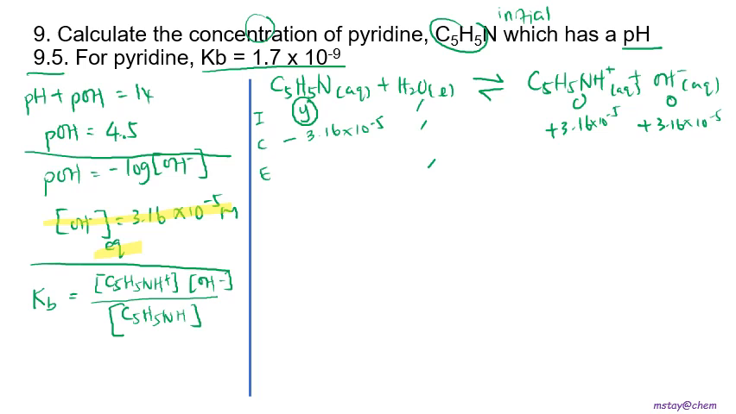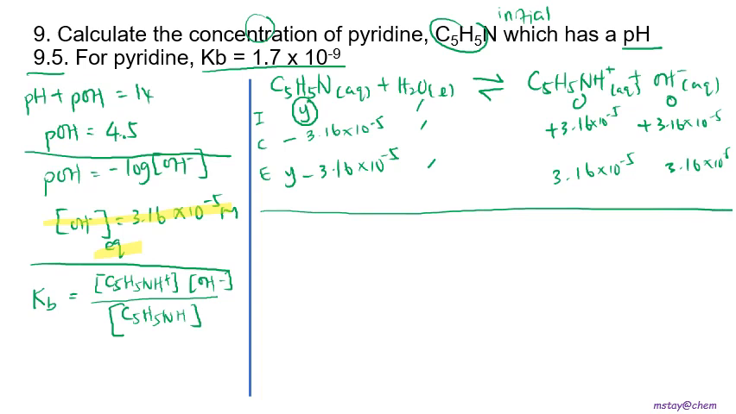So here will be 3.16 exponent negative 5. This one also 3.16 exponent negative 5, while this one will be y minus 3.16 exponent negative 5. So substitute the Kb value given in the question, 1.7 exponent negative 9, equal to 3.16 exponent negative 5.